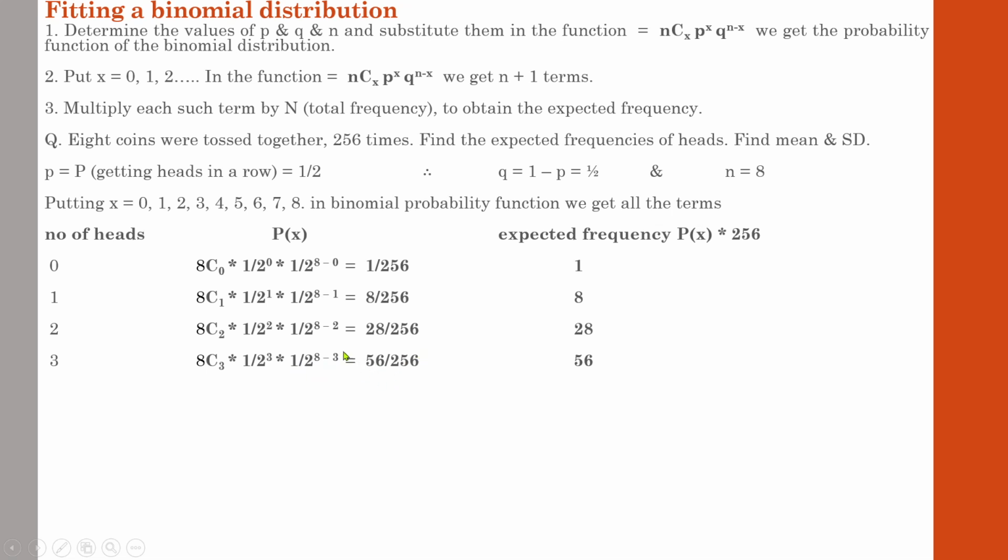So you have got the probability of event 3. Event 3 means when 3 heads come. So if you multiply it with capital N, that is 256. Here the number of items is 256. That is why, with 256, you will get 56.